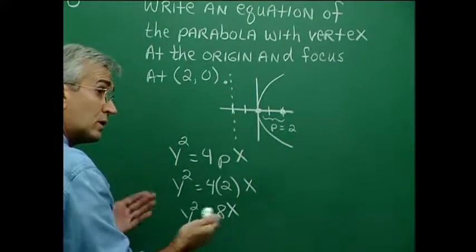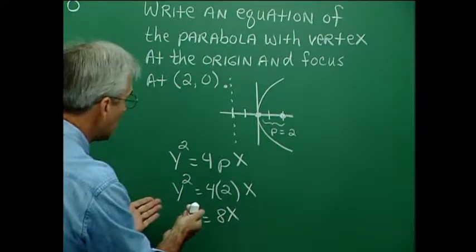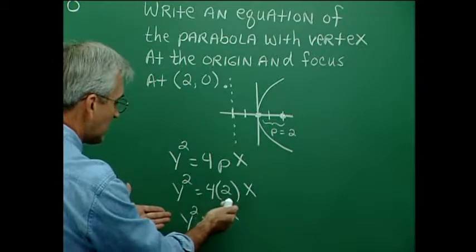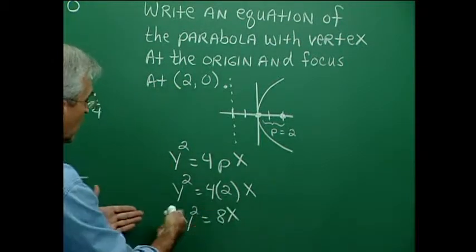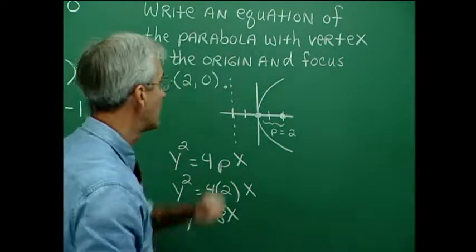We could put this in a different form. We could kick the 8x to the other side if we want to and write it as y squared minus 8x equals 0, but I think this is appropriate as a simplified form for the equation corresponding with this information.